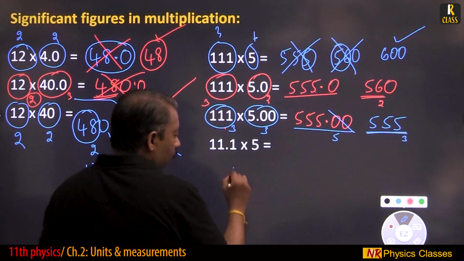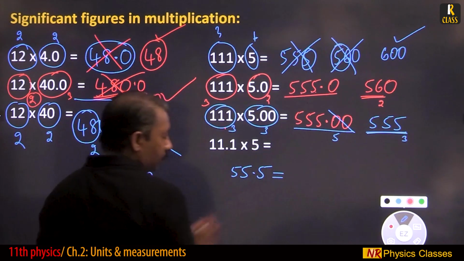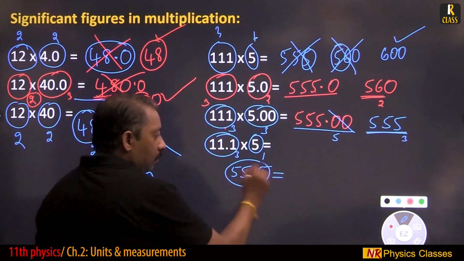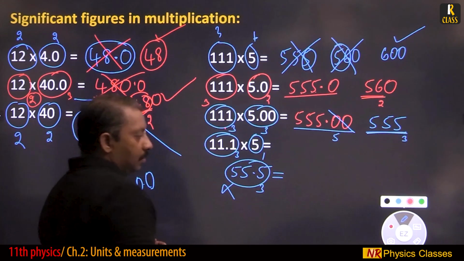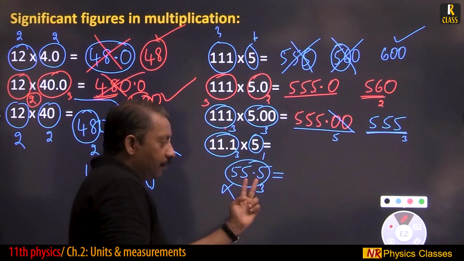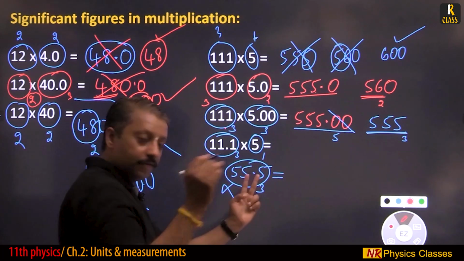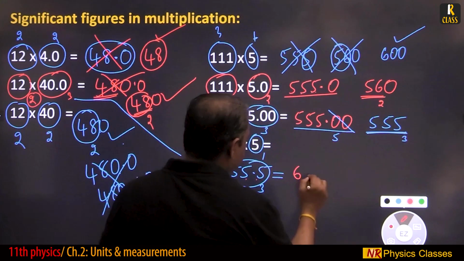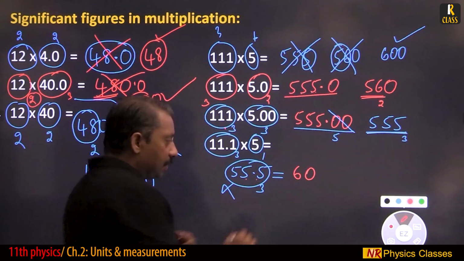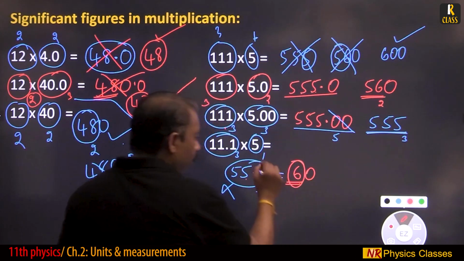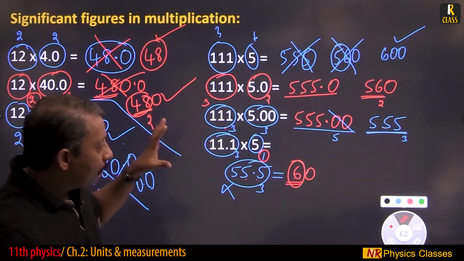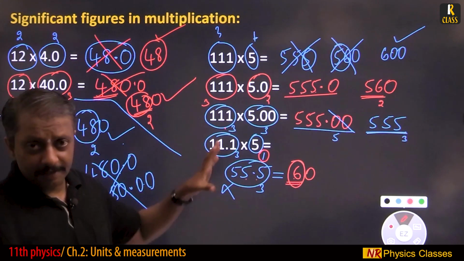11.1 times 5.5. 3, this is 1. This has 3, therefore 5, or consider 55. 55 is greater than 50. So add one to the previous. 60. 55.5 is closer to 60. 60, only one significant figure. 1 and this is one significant figure. So this is multiplication with respect to significant figures.